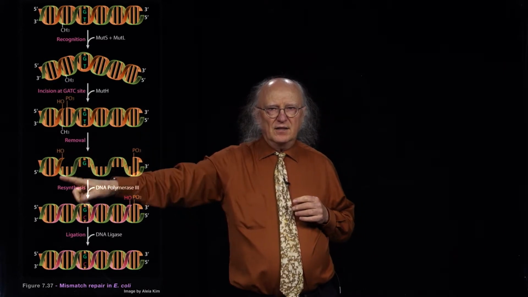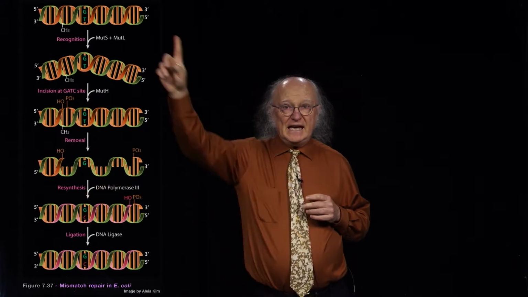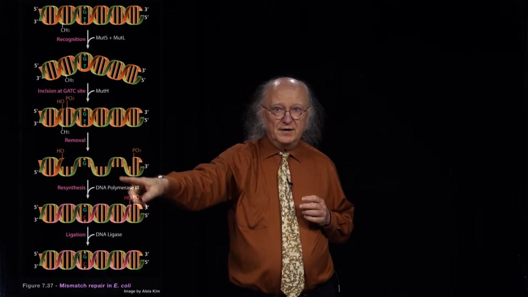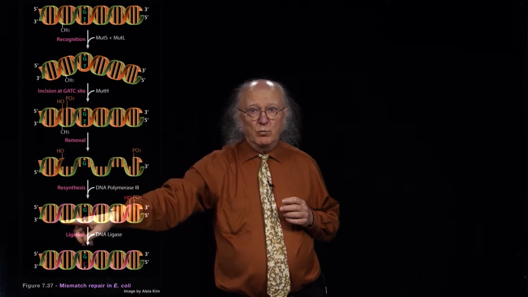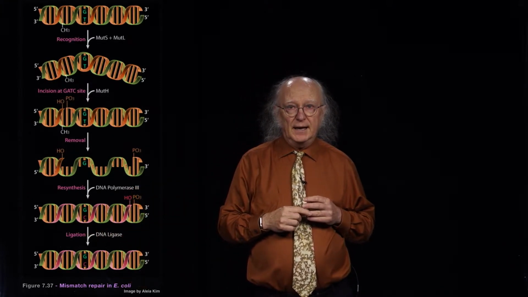But after recognizing the bulge, there are a couple of nicks that are put into one of the strands, and an exonuclease activity removes one of the strands but leaves the other strand intact. If the strand that contained the wrong base is removed, then DNA polymerase can come along, fill in, and where there was an error before, now has been properly filled in. We now have a properly repaired DNA.